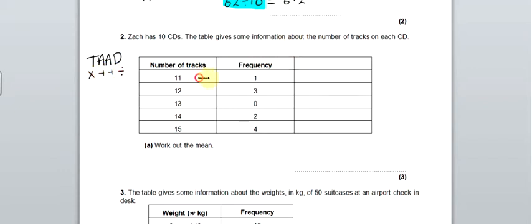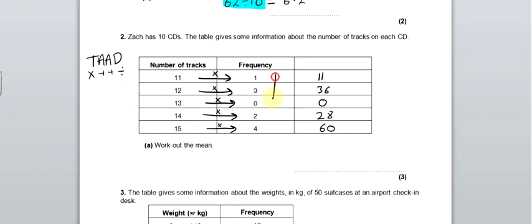So first of all, we do the times bit. So 11 times 1 is 11. 12 times 3 is 36. 13 times 0 is 0. 14 times 2 is 28. And 15 times 4 is 60. So that's the times bit done.